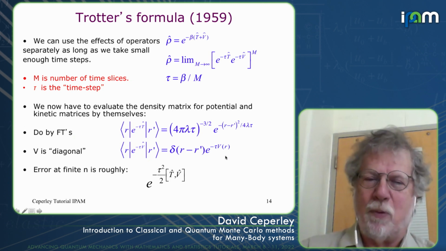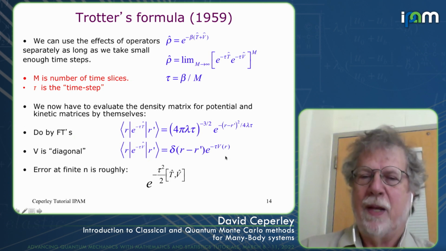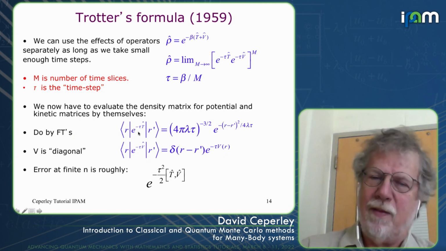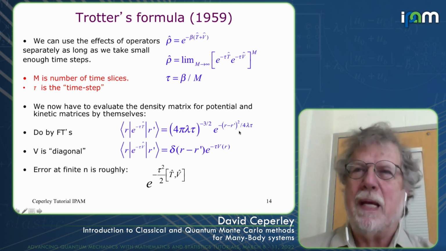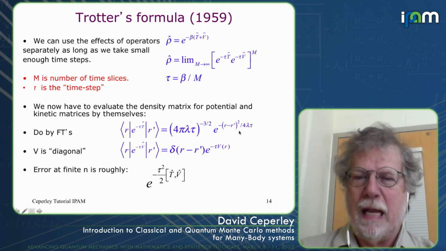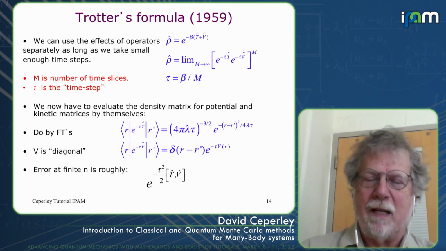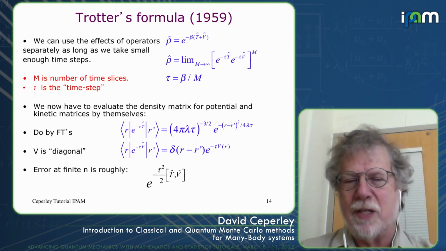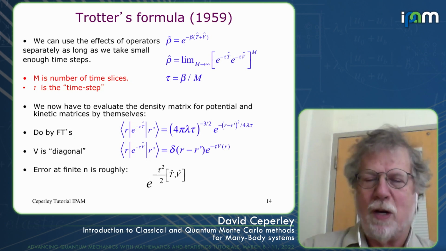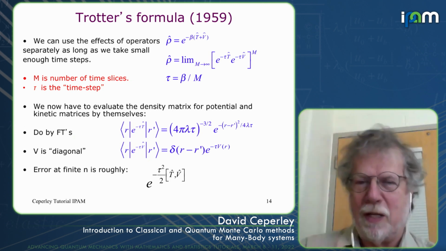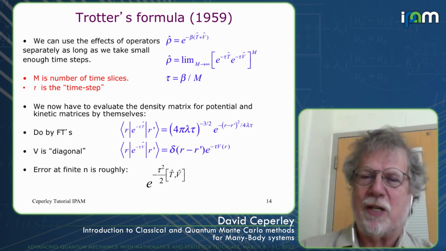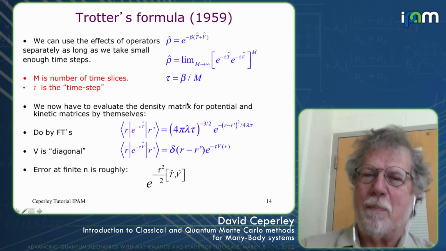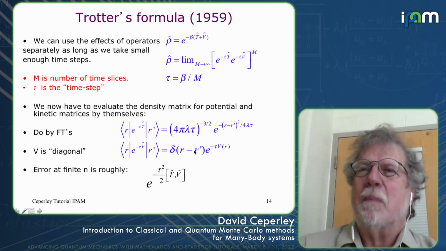We're going to write these operators in R space. And the kinetic energy operator turns out to be a Gaussian in R space. Why is it a Gaussian? Well, it's a Fourier transform. You do it by Fourier transforming, and the Fourier transform of a Gaussian is a Gaussian, and that's what this Boltzmann operator is. It is e to the minus k squared.